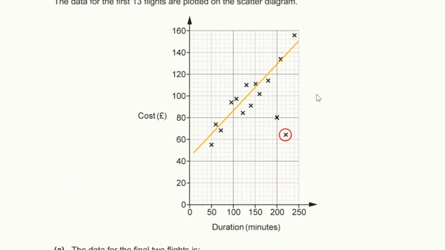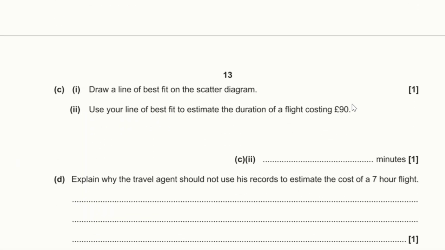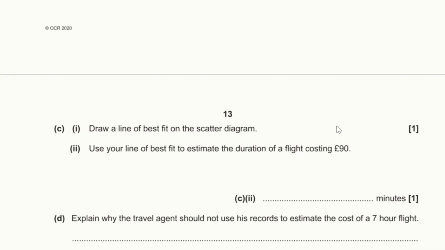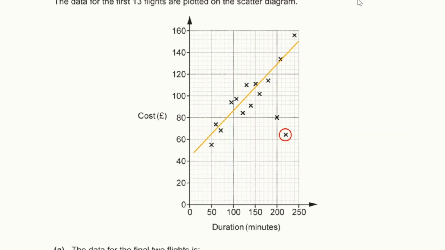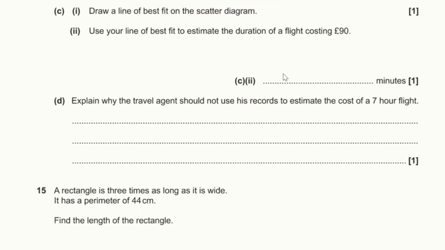So £90, draw a line up from here and then a line across. Rather, we want the duration when the cost is 90. So if I go back, 90 is over here. Draw a line across and then a line down. The duration is 110. So we have here 110.